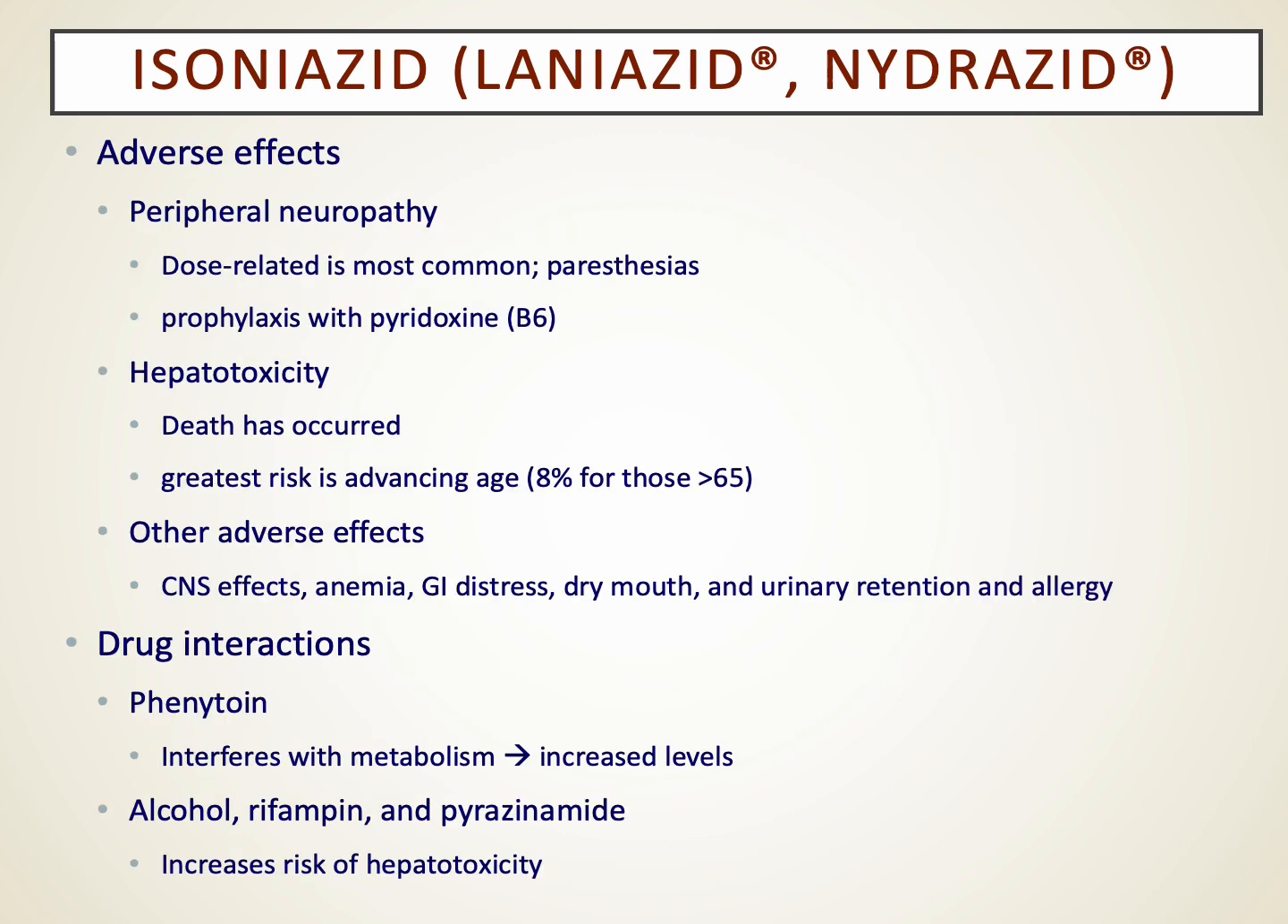The adverse effects associated with isoniazid, the big ones are peripheral neuropathies, hepatotoxicity, and sometimes you'll see other things, some GI distress, sometimes some central nervous system effects like headache or dizziness or sedation, dry mouth, urinary retention, but those aren't common. What is common is peripheral neuropathy, and we can prevent peripheral neuropathy in most patients by also giving them pyridoxine or vitamin B6 at the same time. So the neuropathies that are associated with isoniazid are largely prevented by giving pyridoxine.